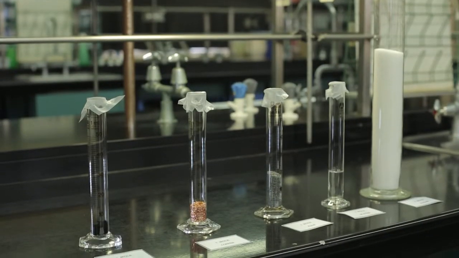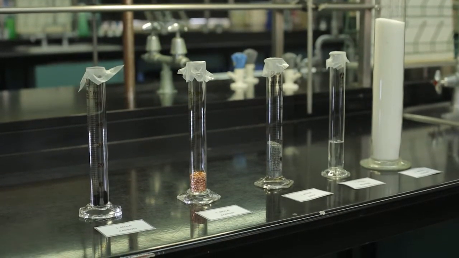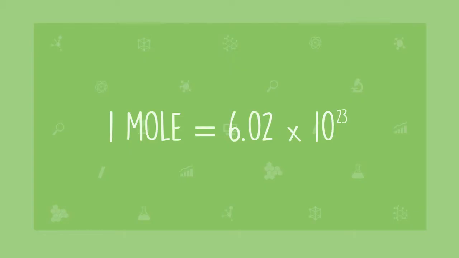How much is a mole? Well, it's about 6.02 times 10 to the power of 23 items. But what does that actually look like? Here, I've carefully weighed out a mole of each of these substances. Each one contains exactly 6.02 times 10 to the power of 23 molecules or atoms.